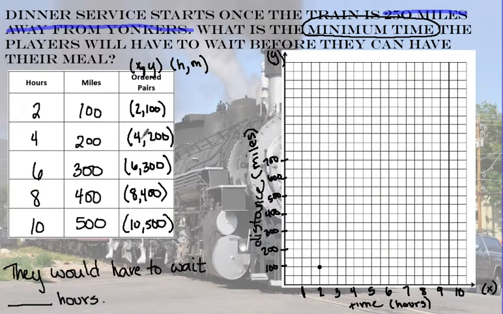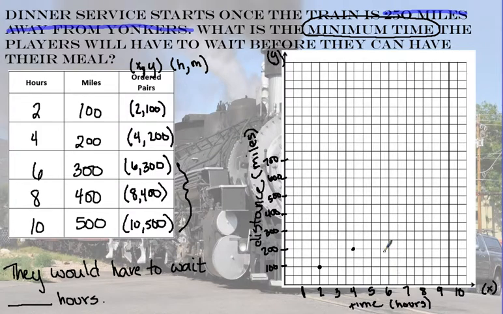Then I know my next point is (4, 200). So I go over to 4, up to 200, and I plot my point. So on and so forth. I want you to try to do these three on your own, and when you come back, we'll check your answer.